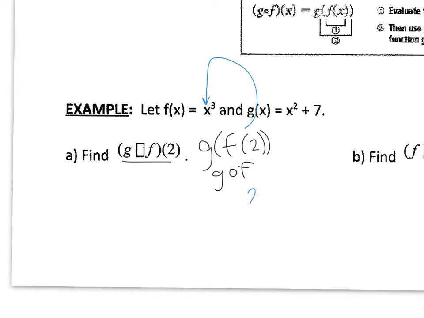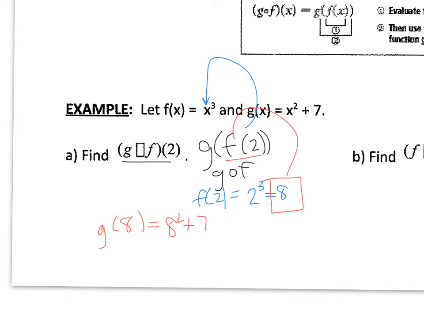So 2 to the 3rd is 8. So I do f of 2 first. Now you take this 8 and you plug it in to g. So g of 8 equals 8 squared plus 7. 64 plus 7 is 71. So g of f of 2 equals 71. I should write 2. So this means do f of 2 first and then plug it into the g function.